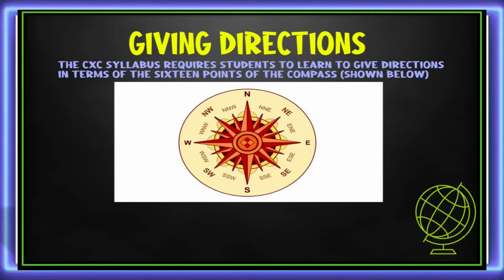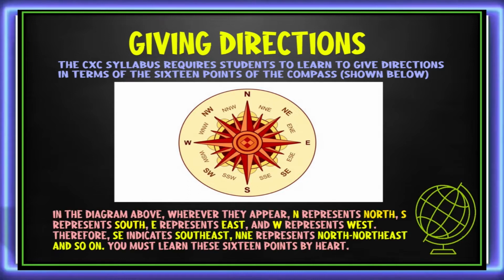Giving directions. The CSEC syllabus requires students to learn to give directions in terms of the 16 points of the compass shown on screen. In the diagram, wherever they appear, N represents north, as you should know. S represents south, E represents east, and W represents west. Therefore, SE indicates, you got it, southeast.